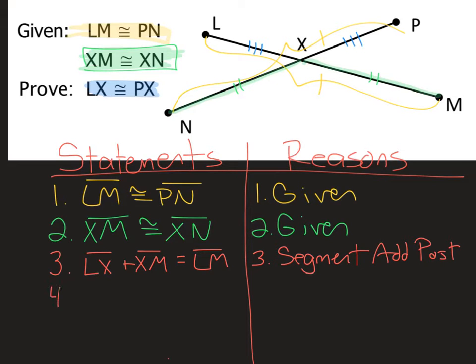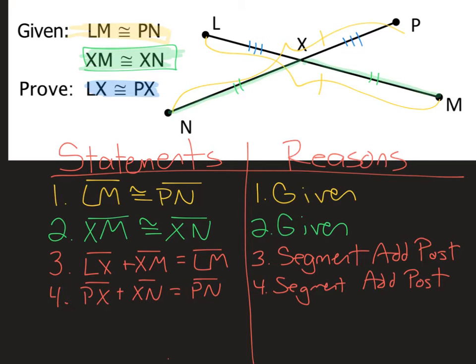I'm going to go ahead and do the same thing for the other segment there. We know that PX plus XN equals that entire segment of PN. And again, that is segment addition postulate. Now we are trying to get just LX and just PX. So eventually we want to get just these guys. So what I'm going to do is some substitution. We know that LM and PN are congruent from statement 1. So I'm going to plug them in for each other.